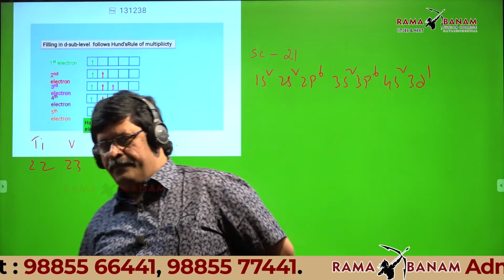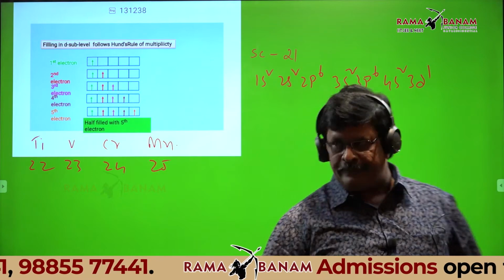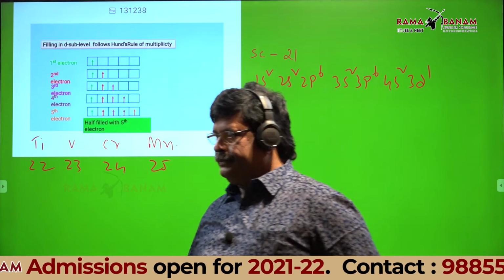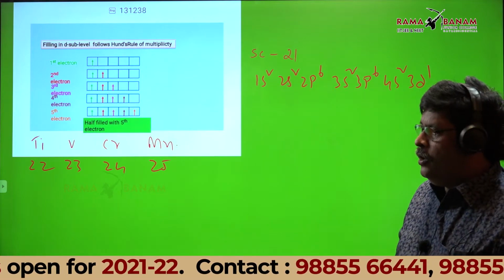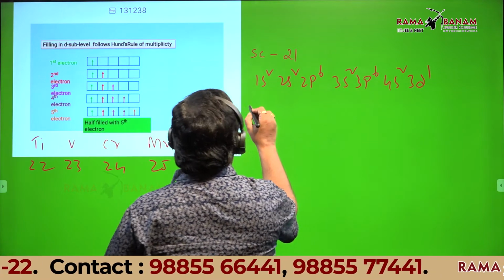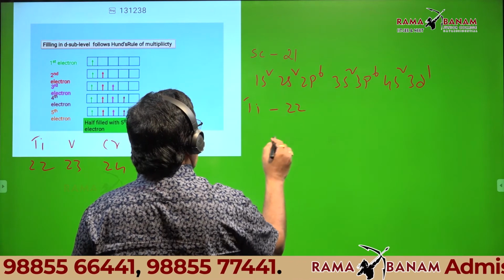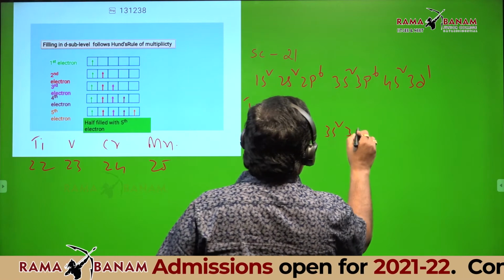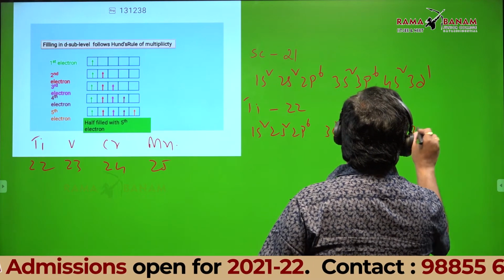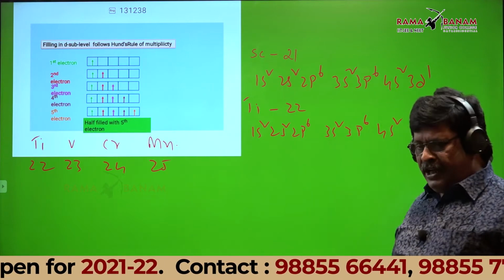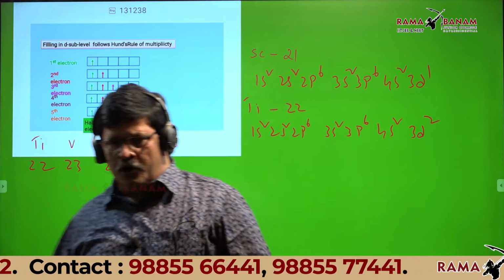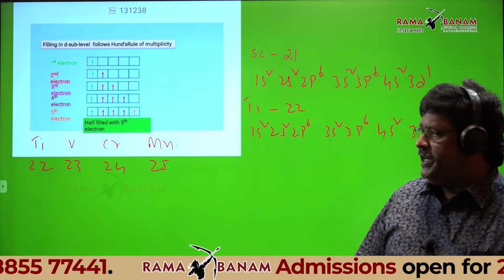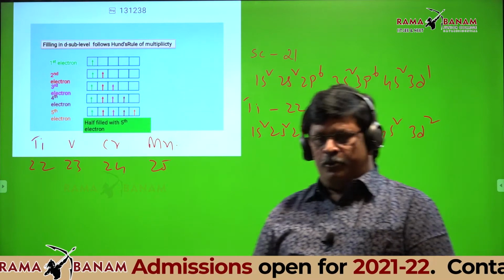Okay, so I'll write titanium. Atomic number is 22. 1s2, 2s2, 2p6, 3s2, 3p6, 4s2. Then there is no need to write 3dx, because you don't know the designations of d orbitals, which we'll discuss in the atomic structure lesson. You can write simply 3d2.